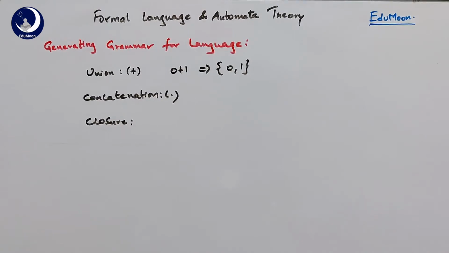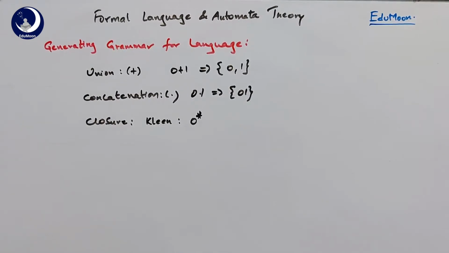So if a language contains the string 0 plus 1, that is 0 union 1, then the strings present in that language are 0 comma 1. And 0 dot 1 indicates the concatenation, which implies the string in that language is 01.